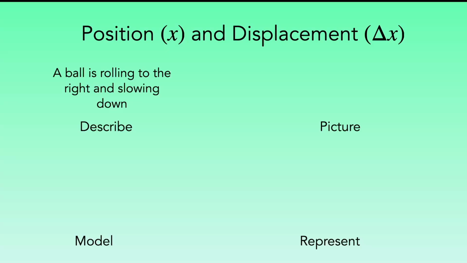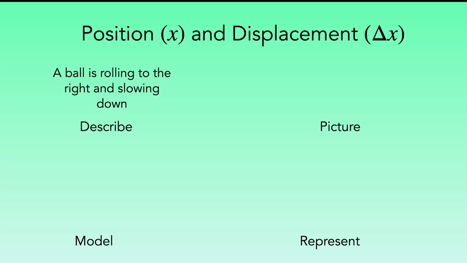So let's look at this. I want to introduce the concept of position and displacement. Position we usually write with X, or Y if we're doing 2 dimensions. Displacement is the difference, the change in position. We call it delta X, the change in position.